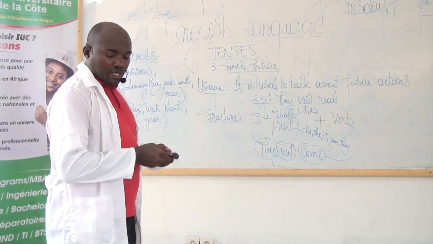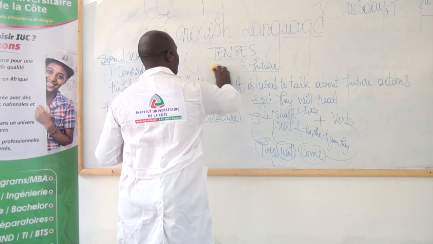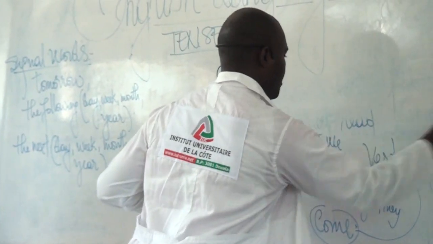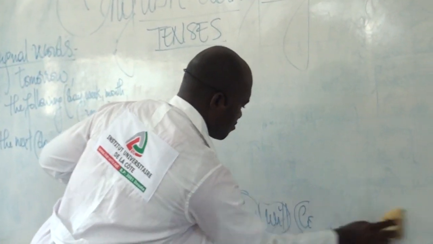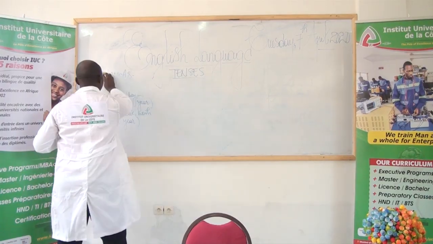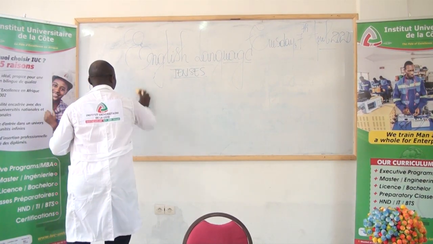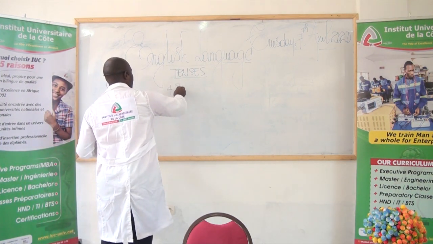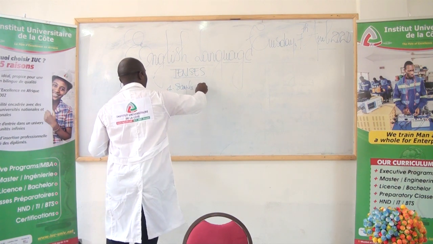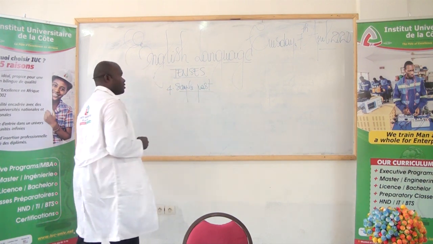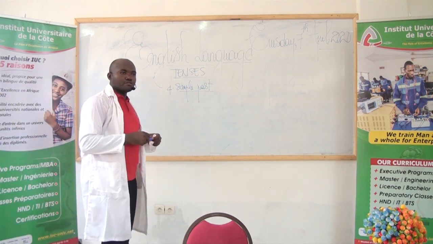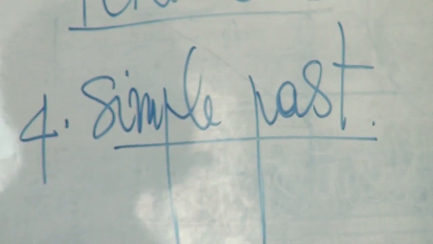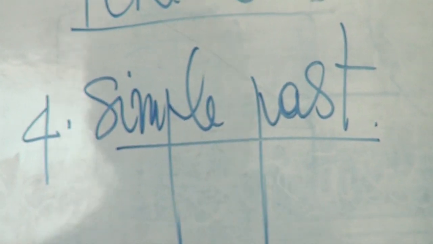Okay, we are going to continue with the next tense, which is the simple past tense. Simple past. Okay, when we say simple past, what does that mean? Simple past, it means the action is past. The action is completed.